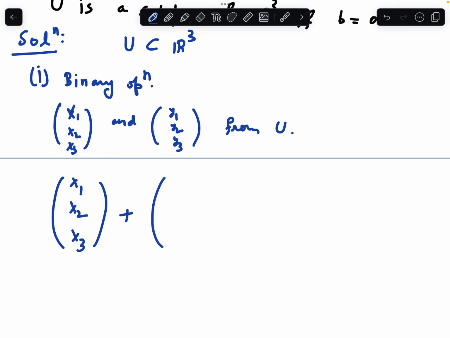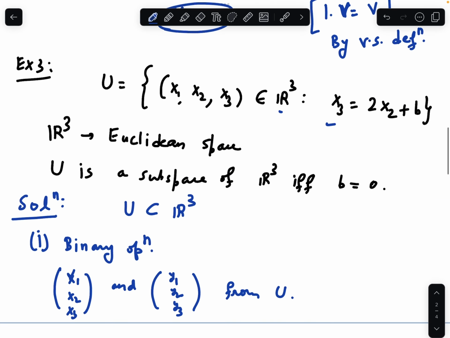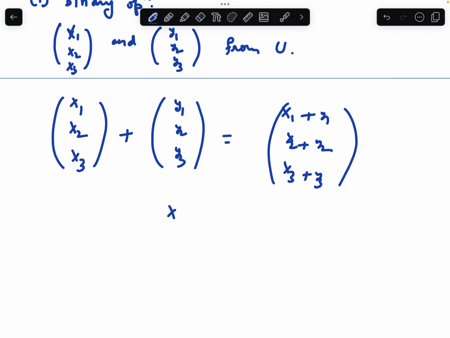Apply the binary operation of R3. You get this: x1 plus y1, x2 plus y2, x3 plus y3. Now, is this resultant inside U or not? If it is inside U, then we should have this condition satisfied. So let's see if it is satisfied or not.